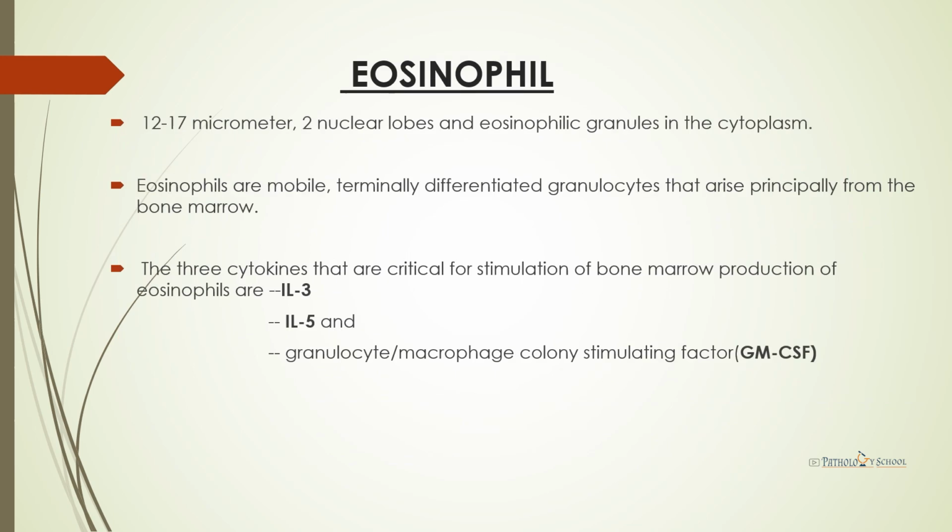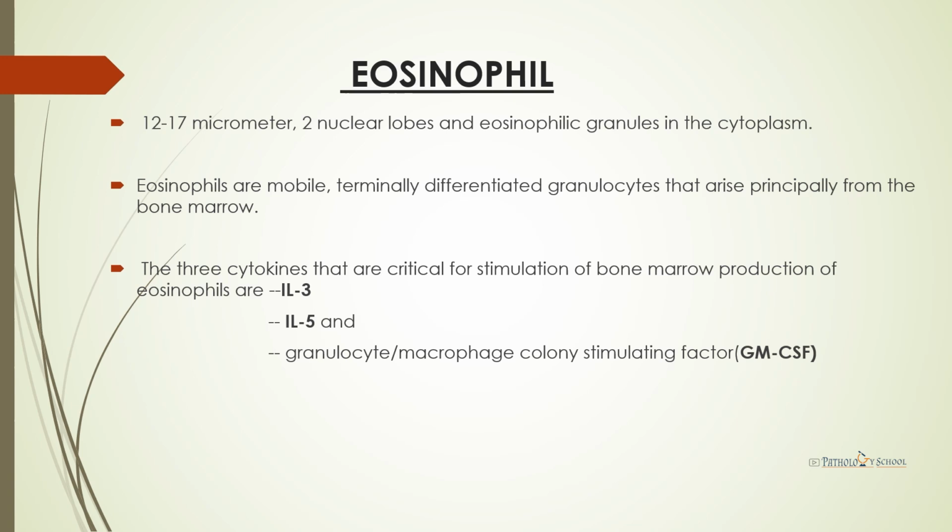The eosinophil size is 12 to 17 micrometers with 2 nuclear lobes and eosinophilic granules in the cytoplasm. The 3 cytokines which help in the stimulation of the bone marrow production of the eosinophil are interleukin 3, interleukin 5 and granulocyte macrophage colony stimulating factor.